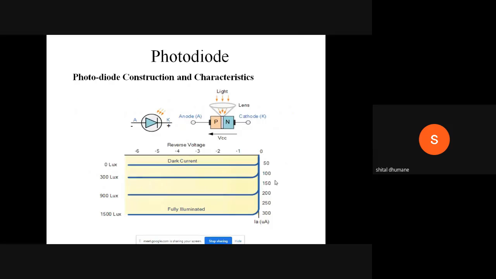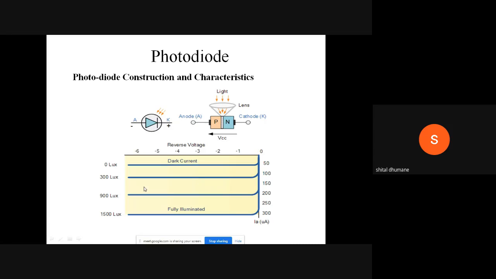See, this is the construction of your photodiode. This is like your PN junction diode. Here your anode and cathode are there, and the P and N regions are there. Then the light will be put on that particular diode, and a lens is provided. In that picture I also showed you that a lens will be there with this particular photodiode. So this is a simple construction. It is the same as a PN junction, and the lens will be provided with that particular photodiode.